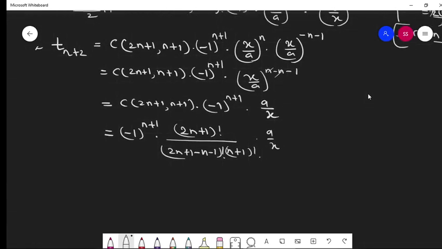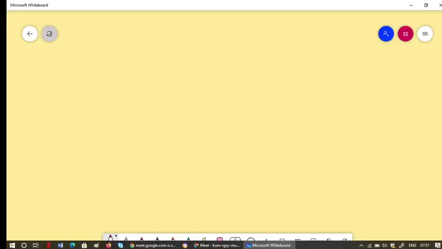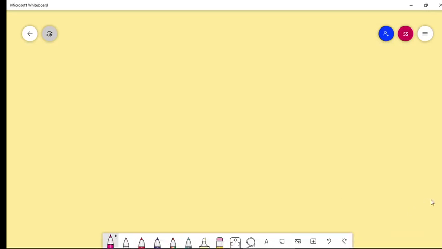And finally, therefore T(n plus 2) equals minus 1 to the power n plus 1 times (2n plus 1) factorial by n factorial times (n plus 1) factorial times a by x. That is the answer. We have to continue the question now. Now we have to move to a few theorems, a few solutions, a few proving questions.